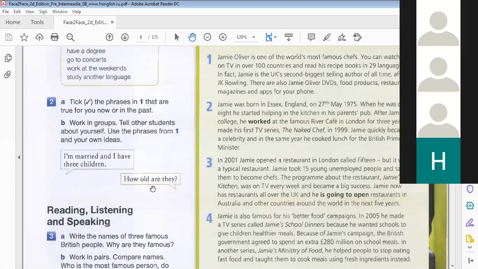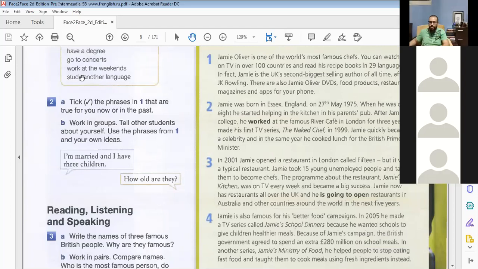The restaurant he opened called 15, where he employed young people, and he taught them how to cook and become chefs. That's new to me. Yeah, I didn't know about that too when I first read it. So this is also kind of surprising. True. Anything else which is a bit different or special, or what else do you think?